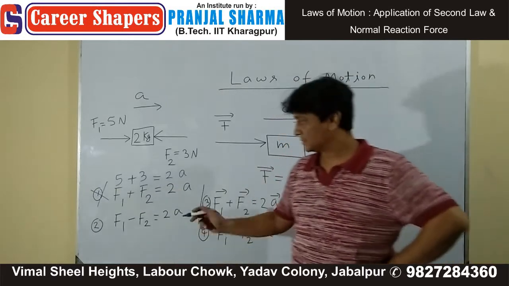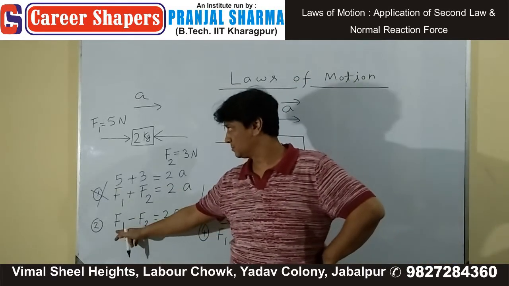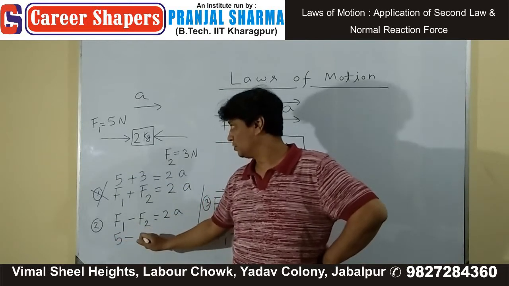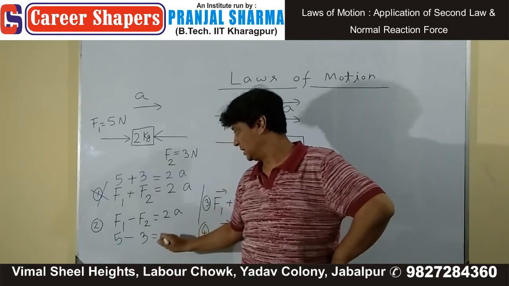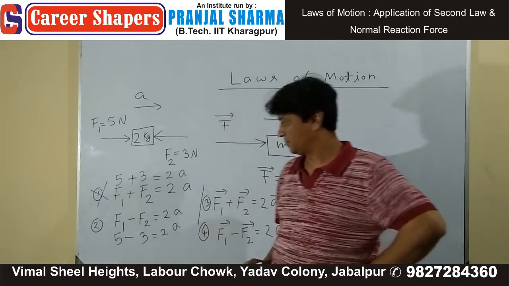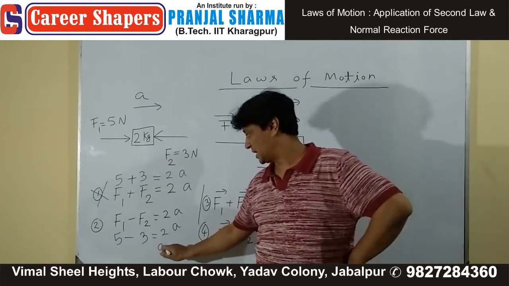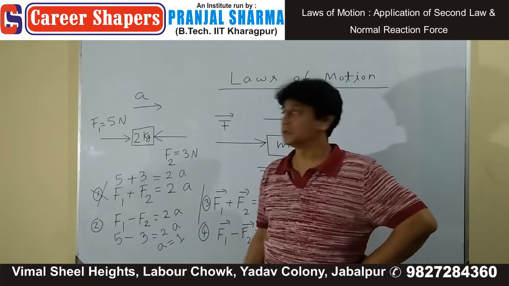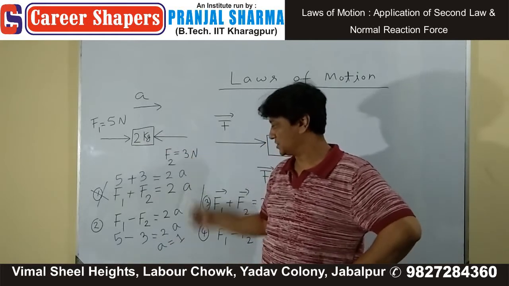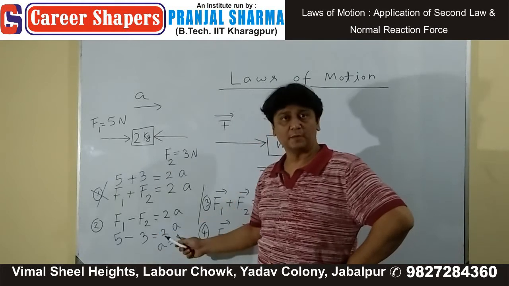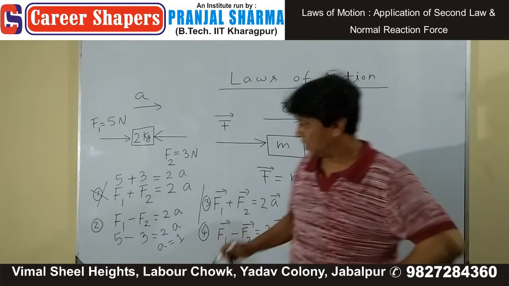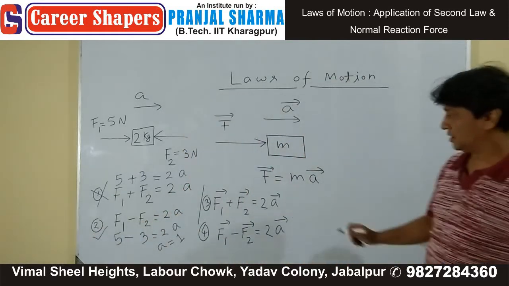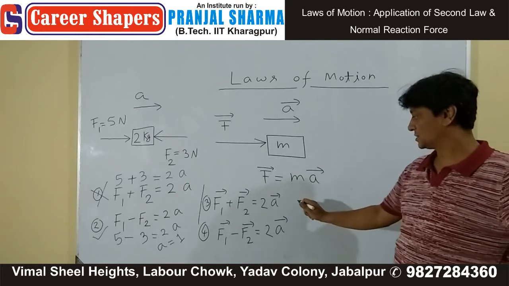Second one says F1, it's 5 minus F2, which is 3, is 2a, and this gives us a as 1. And everything is correct. Net force is what? 5 minus 3. 2. 2 divided by 2 is giving us 1. Second option is correct. Third tells us this.